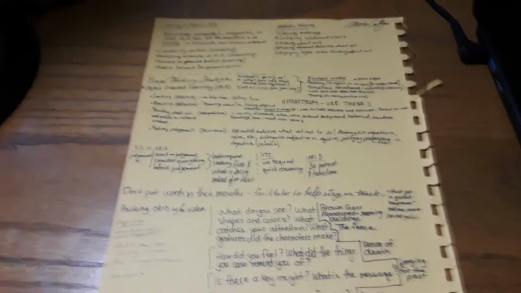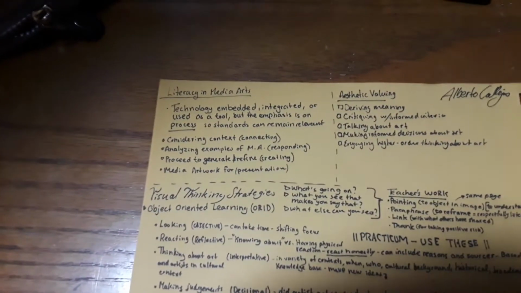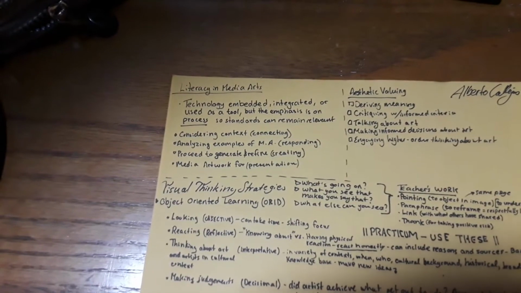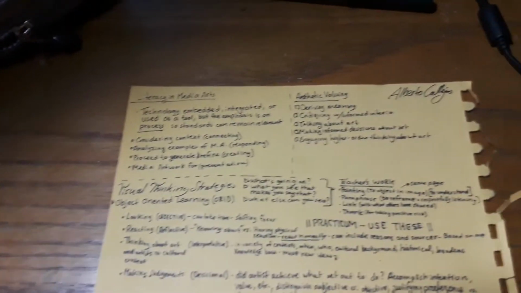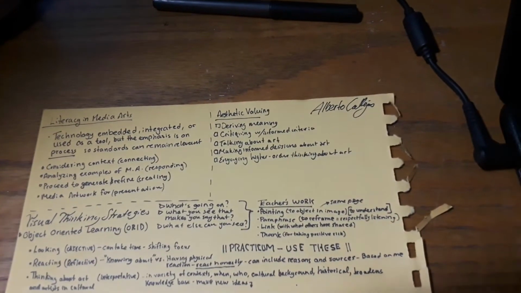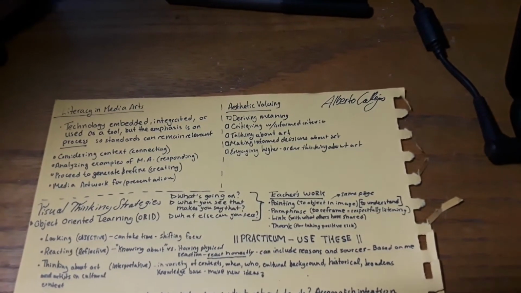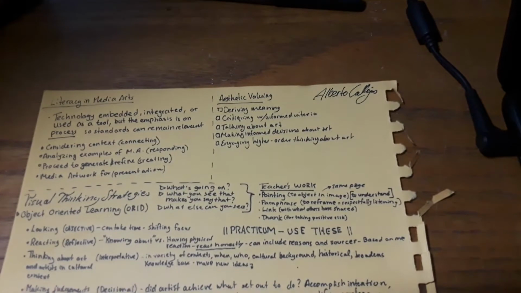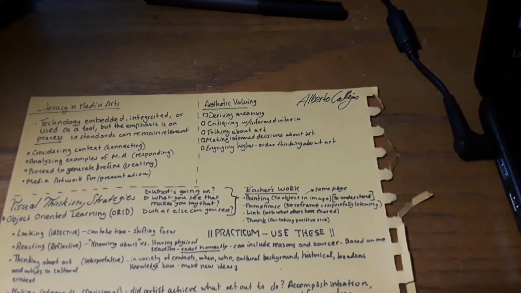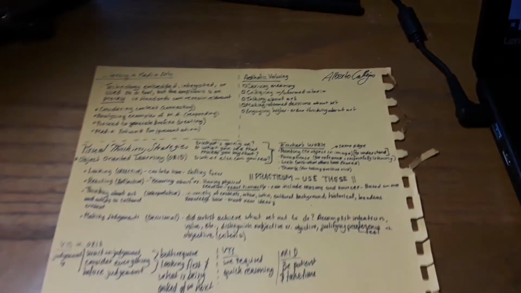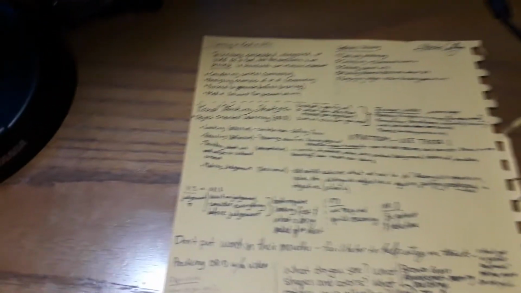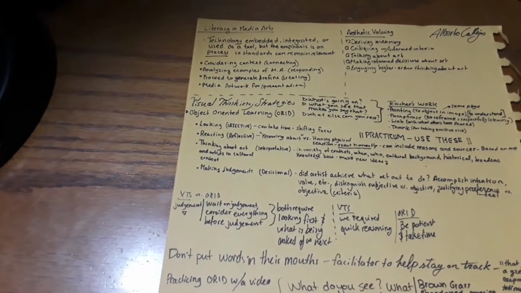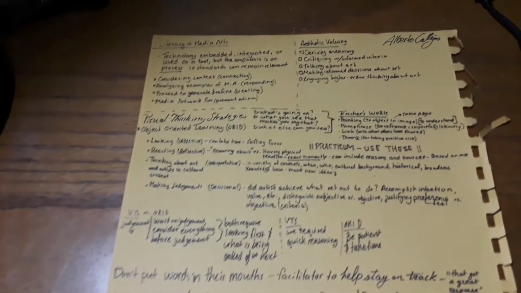During one class period, we talked about developing literacy in media arts. It's about talking about technology and considering context. This is a relatively new area. And then we moved on to aesthetic valuing. Aesthetic valuing is about asking questions to critique, to talk about art, to make informed discussions and informed decisions about art. So there are various strategies: looking, reacting, thinking about, making judgments.